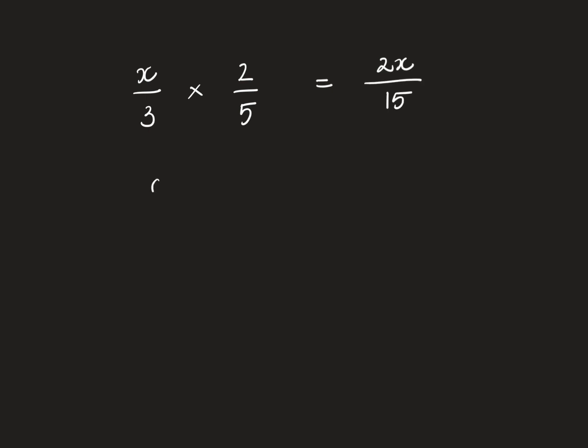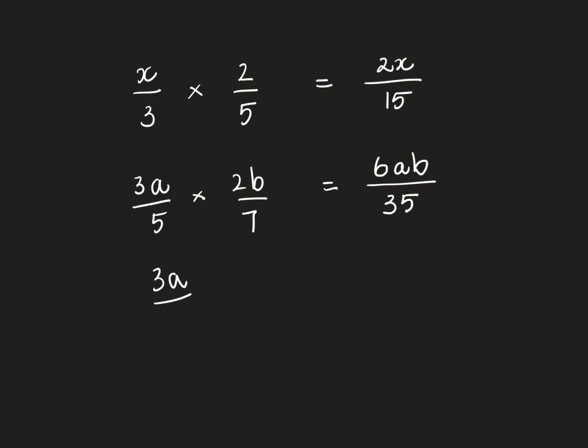Or you might have maybe 3a over 5 times 2b over 7. Same thing here, we multiply across the top. 3a times 2b, well 2 times 3 is 6, a times b is ab, and on the bottom 5 times 7 is 35. Or you might have 3a over b times 5c over 2d.